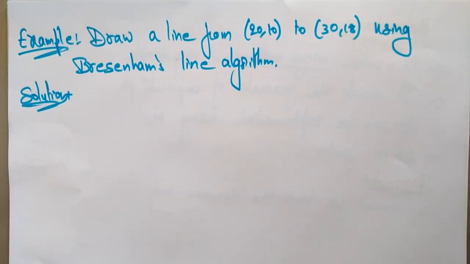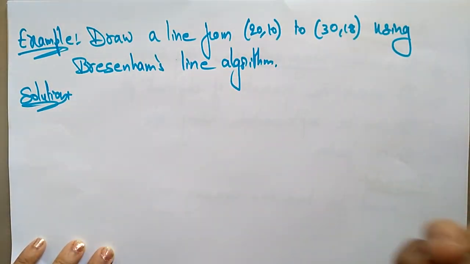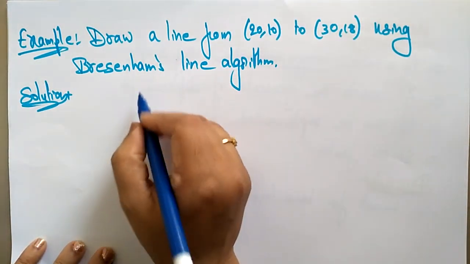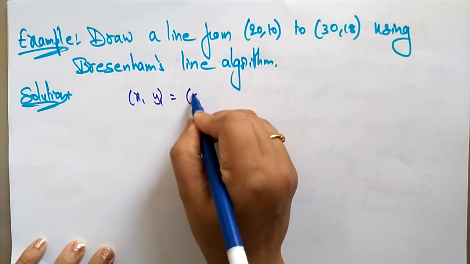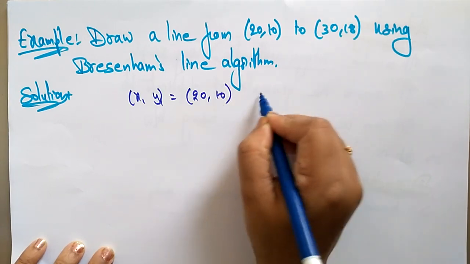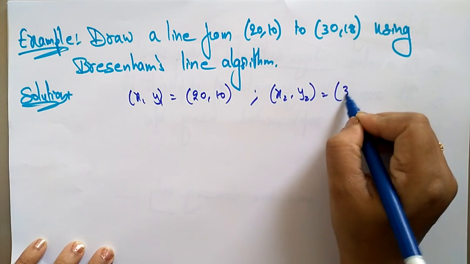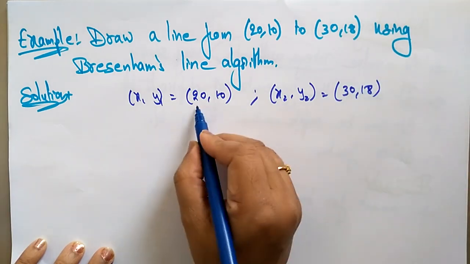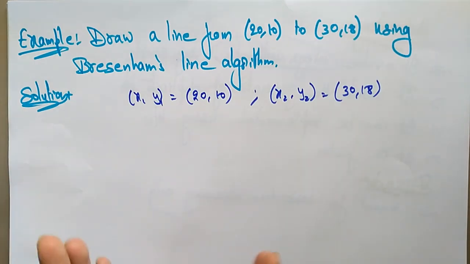So let me start. The first step is that the start and endpoints have to be accepted. The x1, y1 is nothing but 20 and 10, whereas x2, y2 are 30, 18. So these are the start points and these are the end points. We need to find out the middle floating points from starting to ending so that the line segment can be formed.